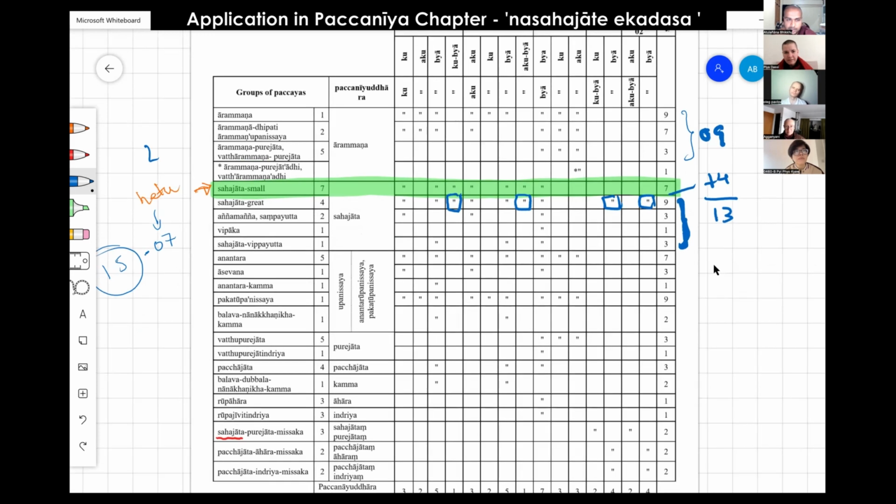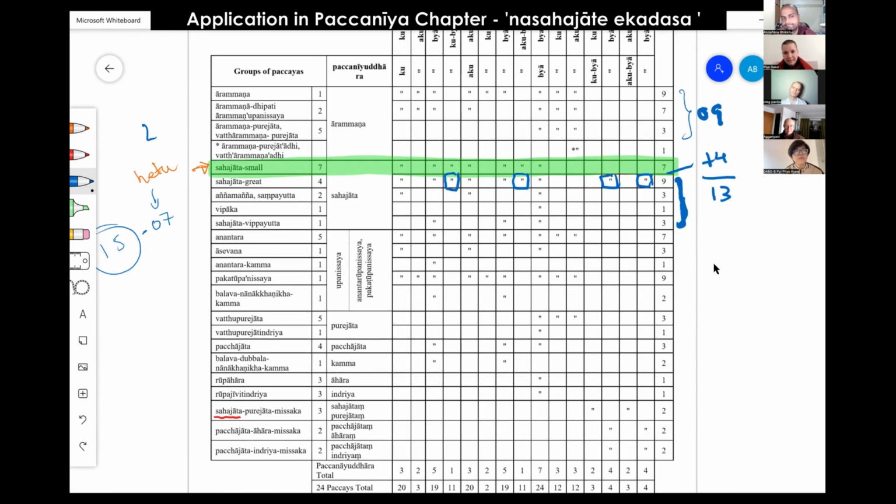And you can remember in the summary, all the paccayas up to this point were included here. Can you remember? The upanissaya was included here. The purejata was included here. Pacchadata was included in this count. The kamma was included in this count. Rupahara was included in this count. Indriya was included in this count. So only the difference, it came from where? From the missaka paccayas, right? Now we are looking at these missaka paccayas.